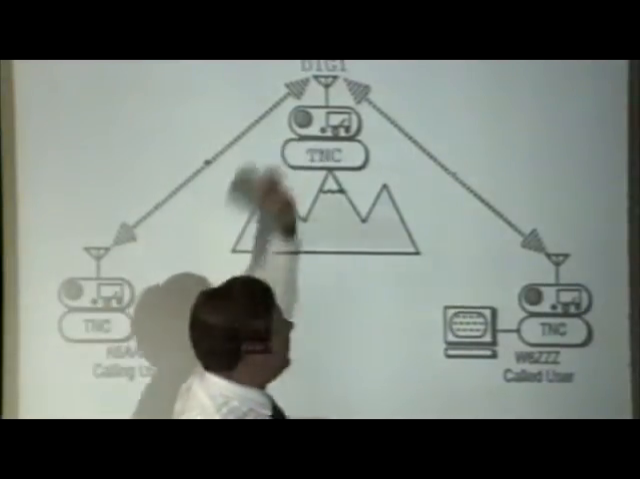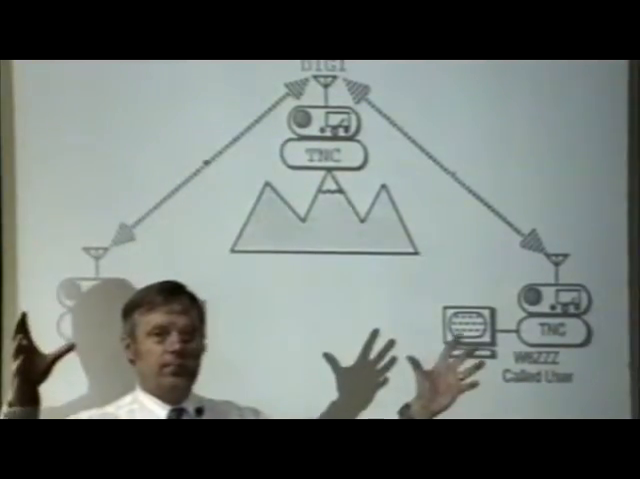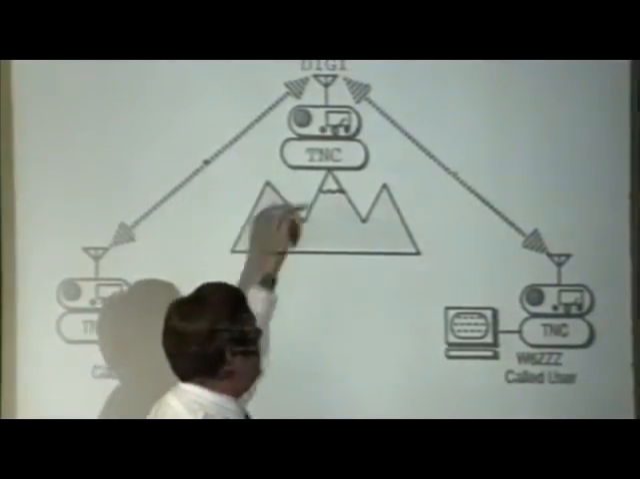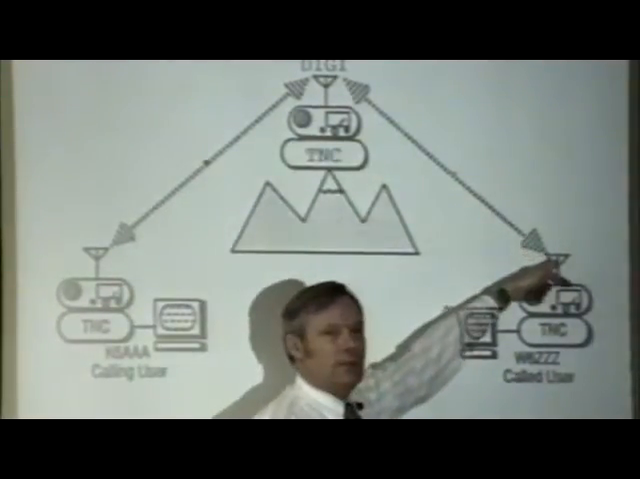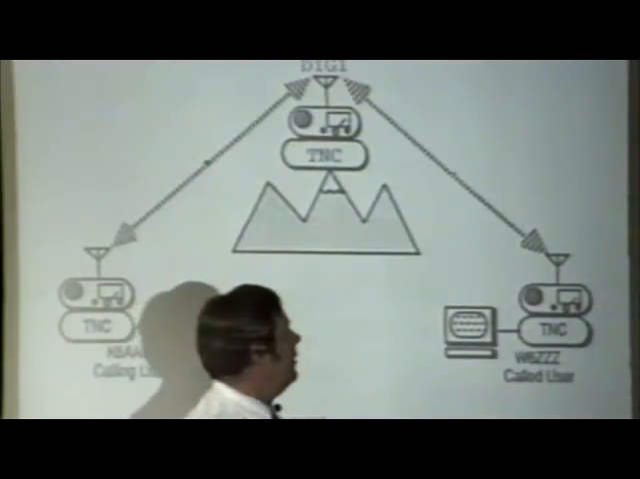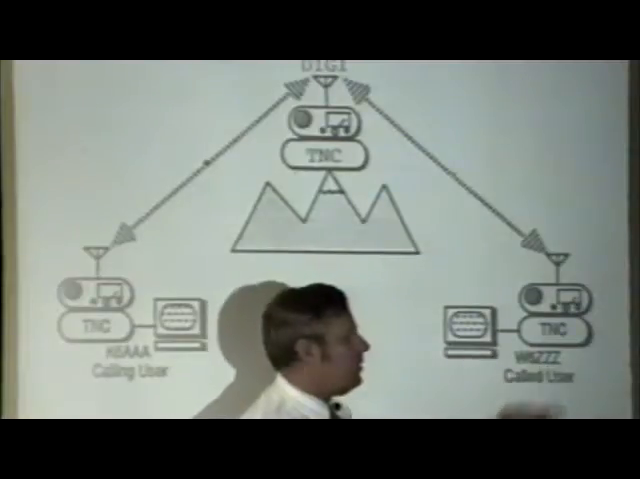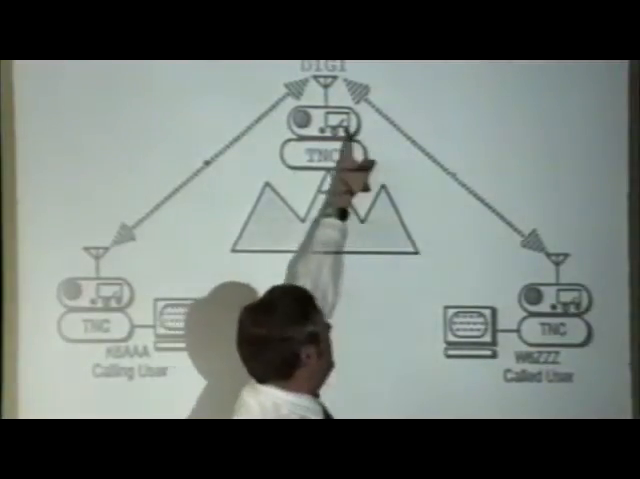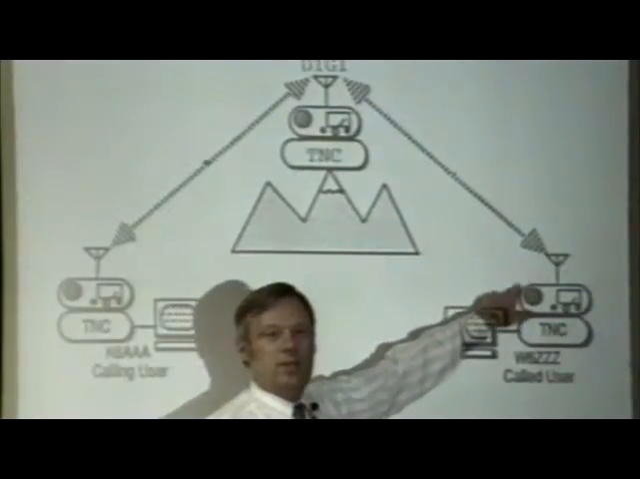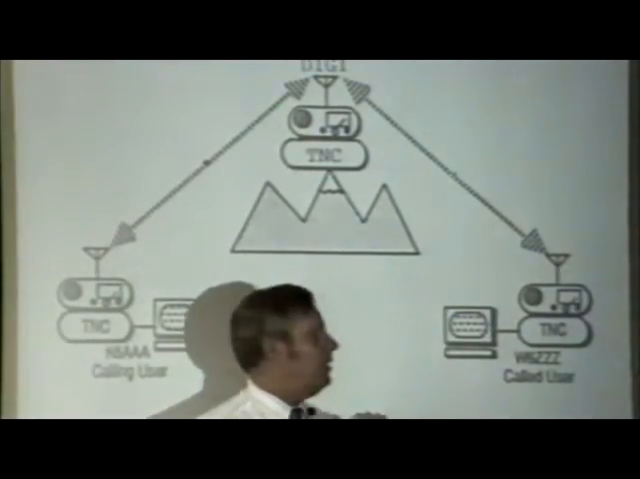So he pulls it into the TNC, buffers it. Now, when the channel is clear, he retransmits it. And he sets the has been repeated bit. Now, W6ZZZ sees this frame come in where he is the destination address. And he accepts it.